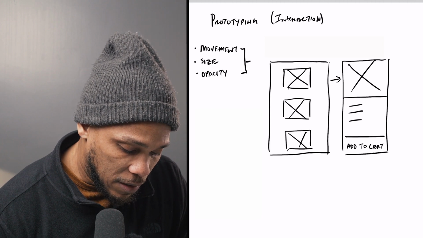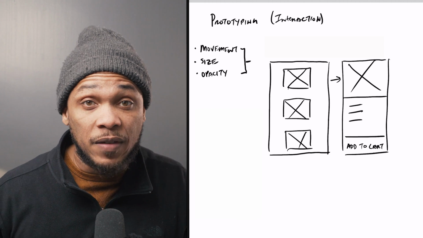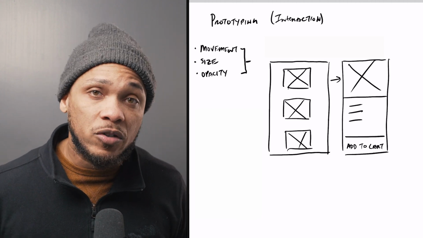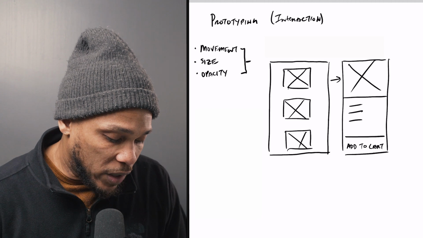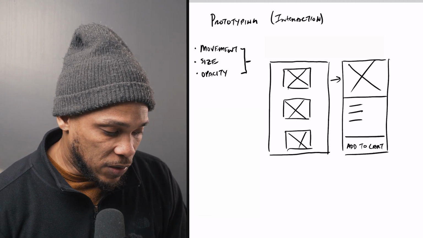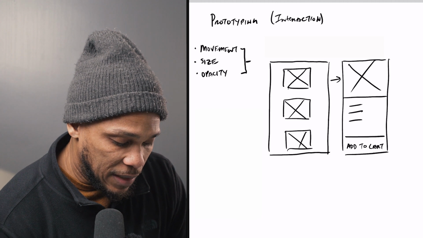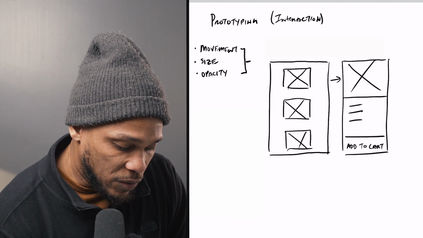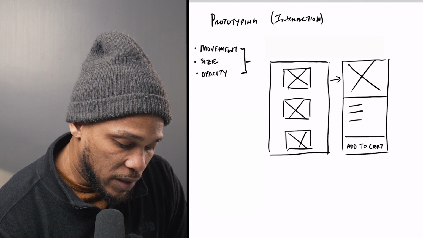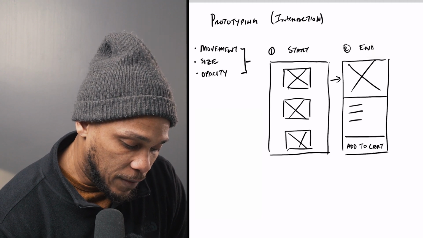You can add it to cart, buy now, or something of that nature. Okay, so very simple. We've seen these patterns before, and we're going to work through them on the prototyping aspect. So this means that this is your first state. This is where you start. And this is the second state. This is where you end.